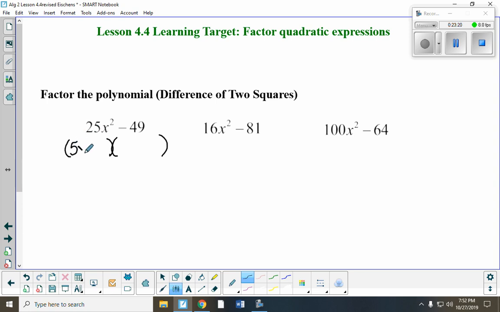25 is 5 squared, so 5 times 5, 5x and 5x will give you 25x squared. 7 times 7 is 49. And here, whenever you do the difference of two squares, one sign's a plus, one sign's a minus.